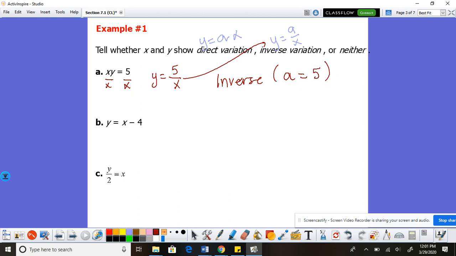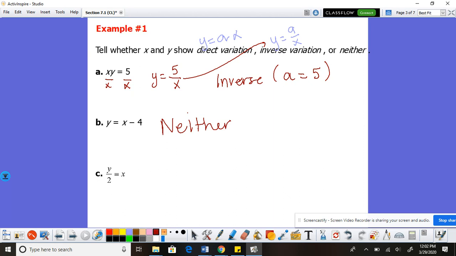All right, part B, we have y equals x minus 4. Now, if I look at this, it's already in terms of y, and it doesn't match either direct or inverse variation, so this would be neither one, and we can have neither.